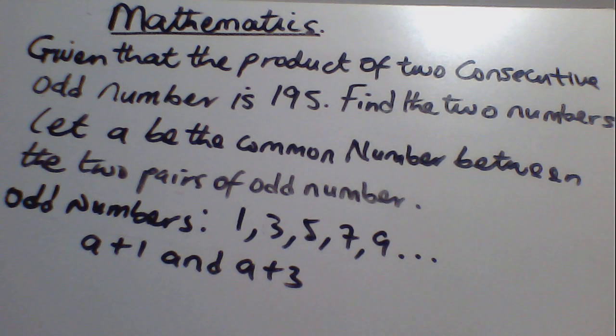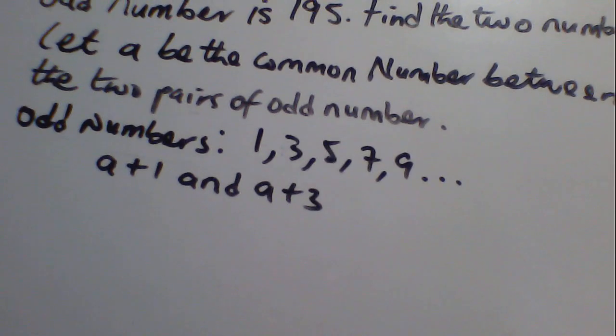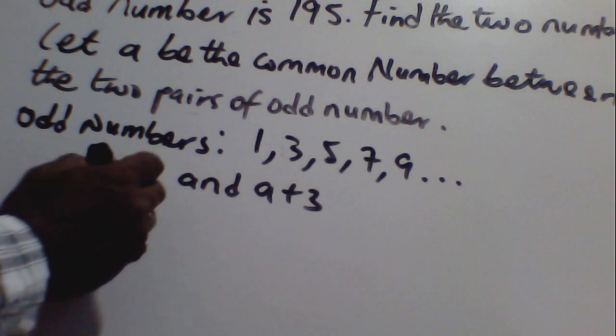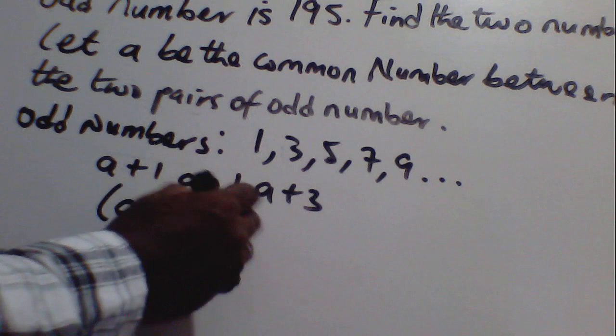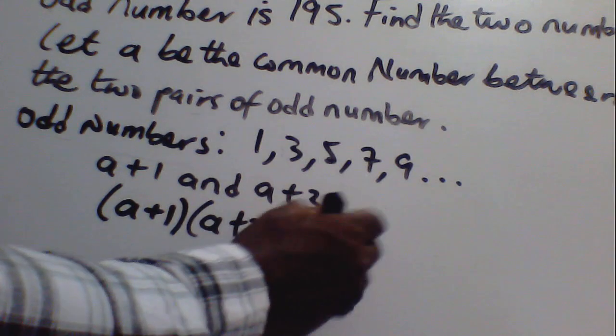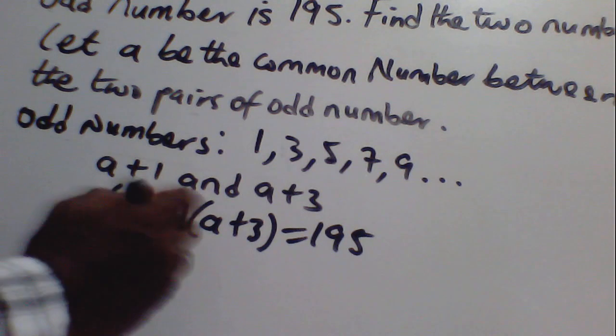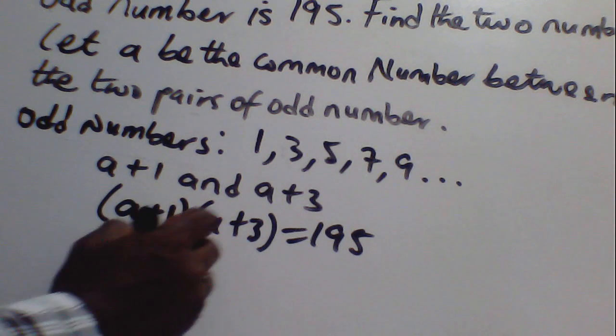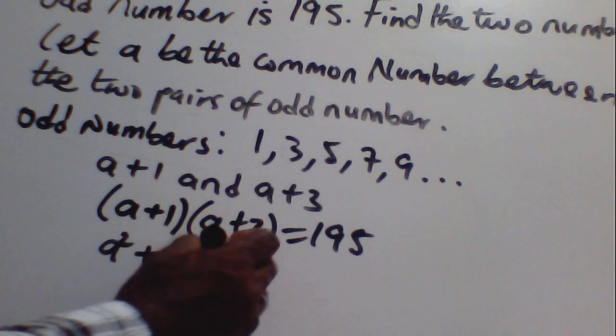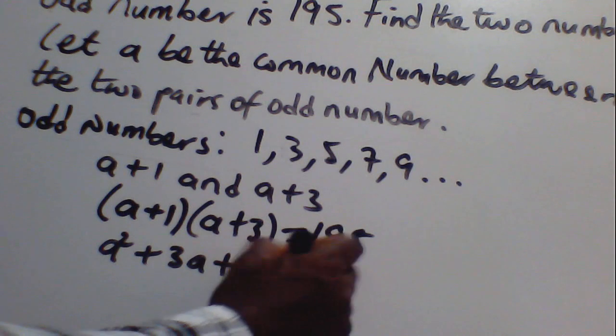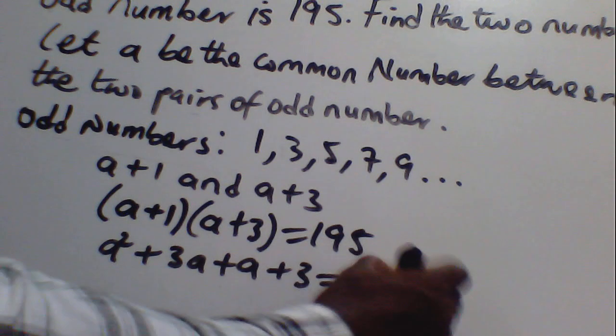So we are told that their product is equal to 195. In that case, you have to multiply the two. We have A plus 1 times A plus 3 is equal to 195. So once you arrive at this point, the next thing you have to do is to expand the brackets and collect like terms. In this case, we have A squared plus 3A plus A plus 3 will give us 195.